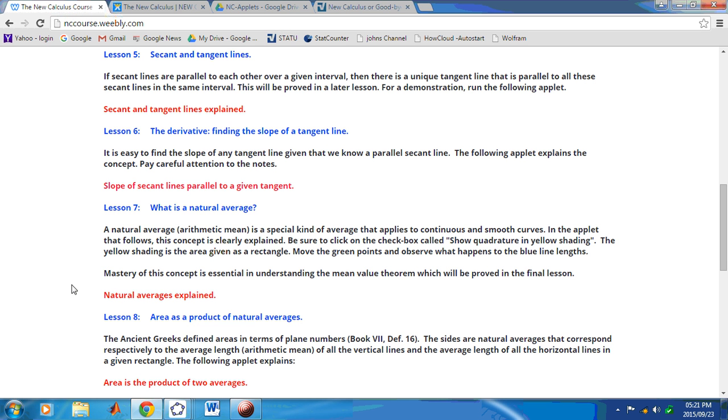In the next lesson we'll be looking at what is a natural average, because those are very important in the new calculus. In fact, natural averages are what make the calculus work, not limits or anything else. And I'm going to show you how that works in the next lesson.